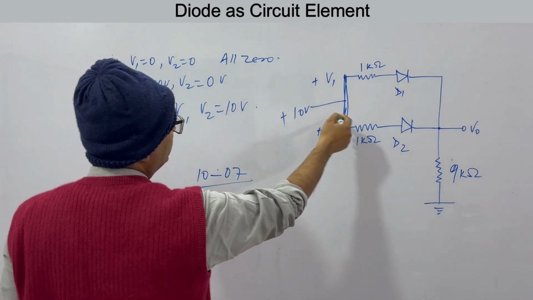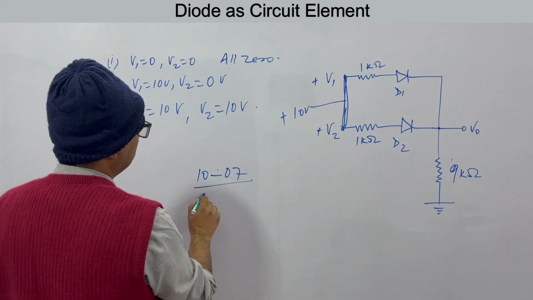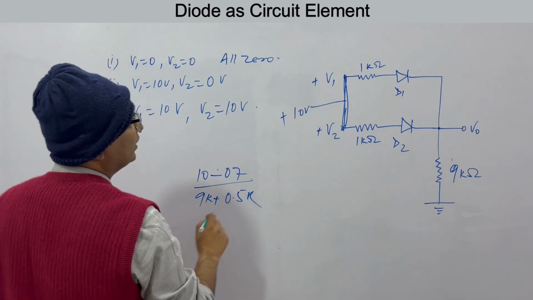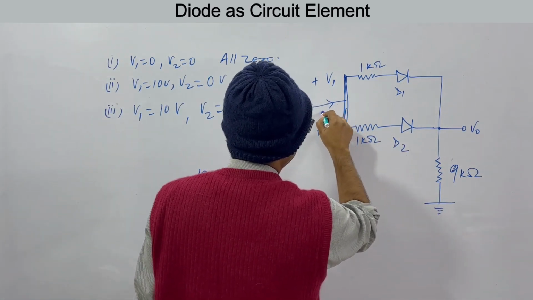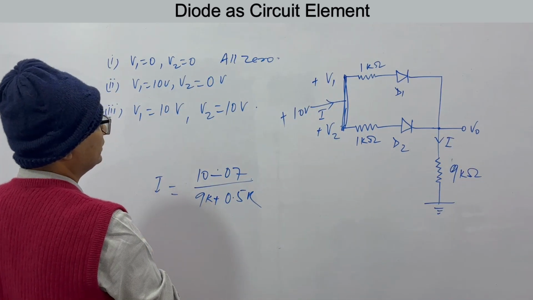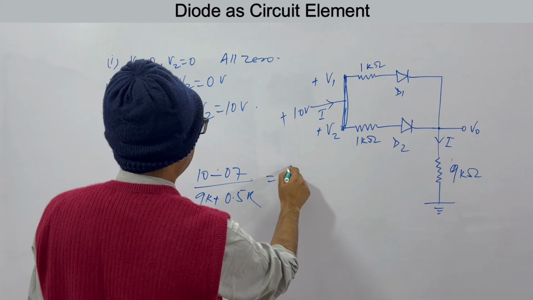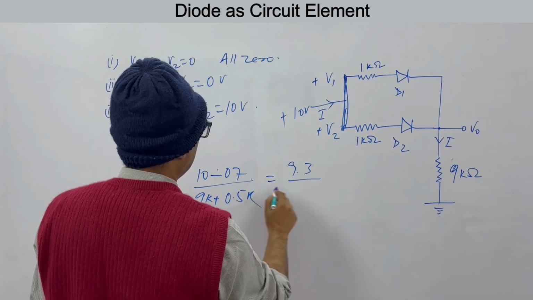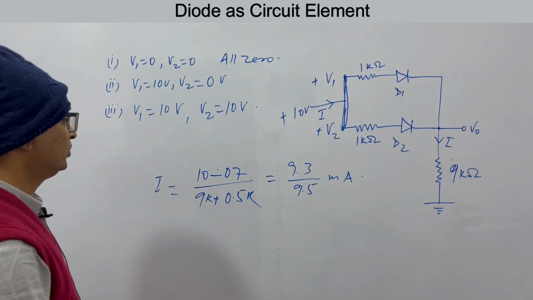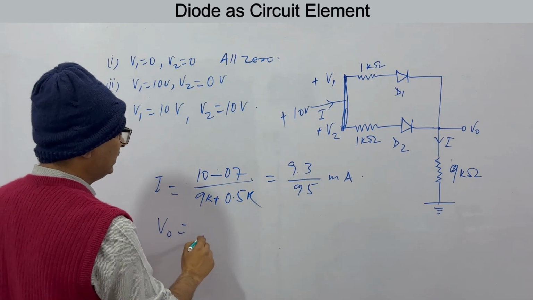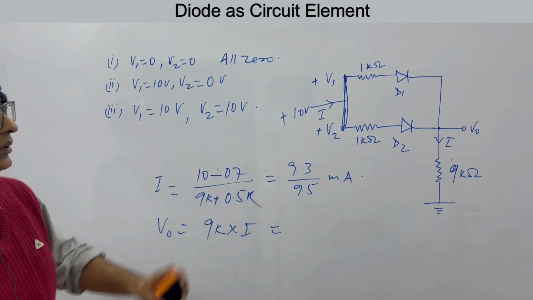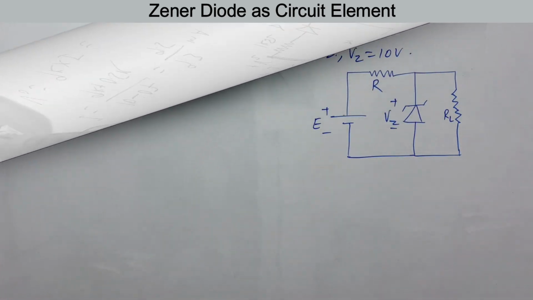So the total resistor will be 9 kilo ohms plus 1 and 1 in parallel, so this will be 9.5 kilo ohms. So the current flowing will be 9.3 by 9.5 milliamperes. So you can find the current here, and V output will be whatever this current is, so 9 kilo ohms into this current. This will be your voltage across this point.